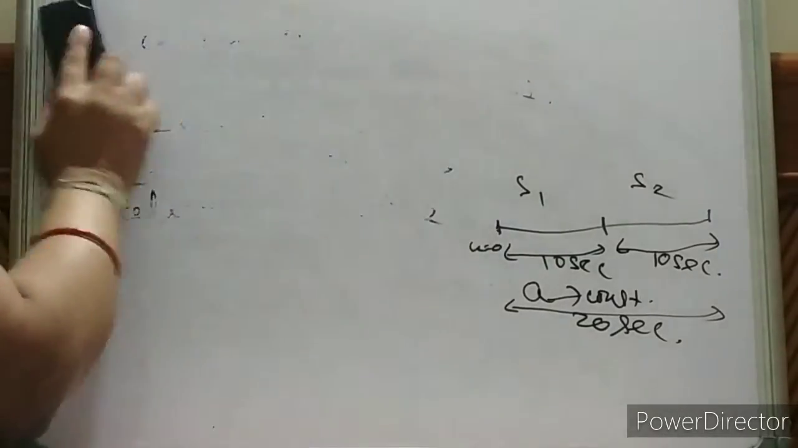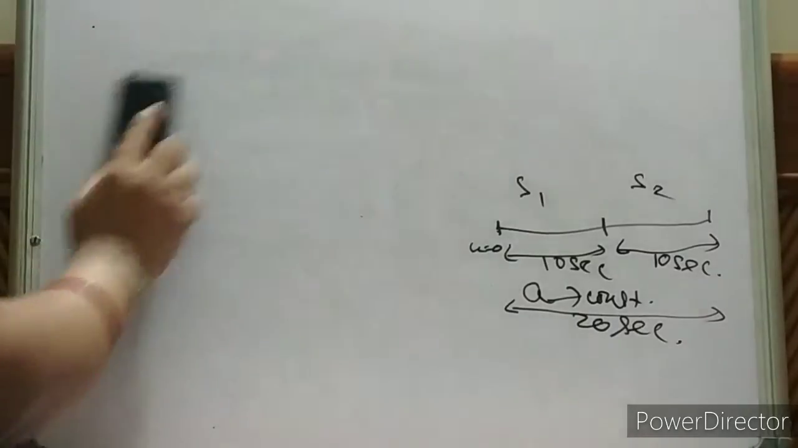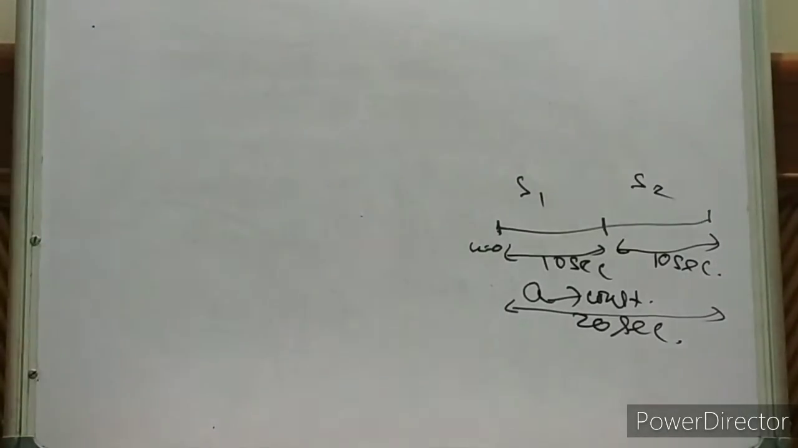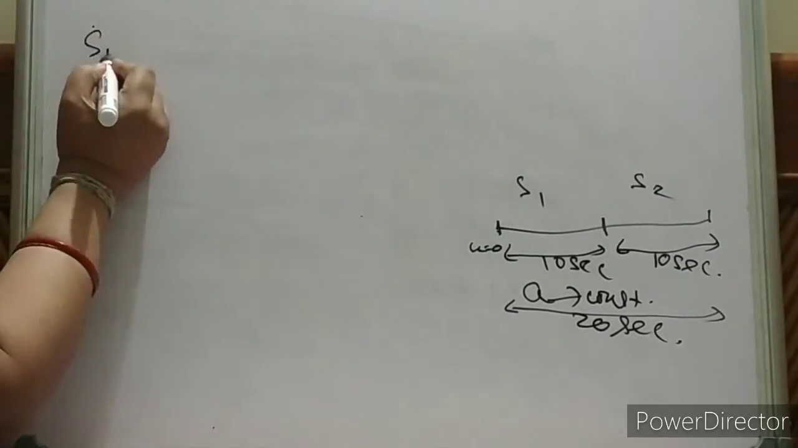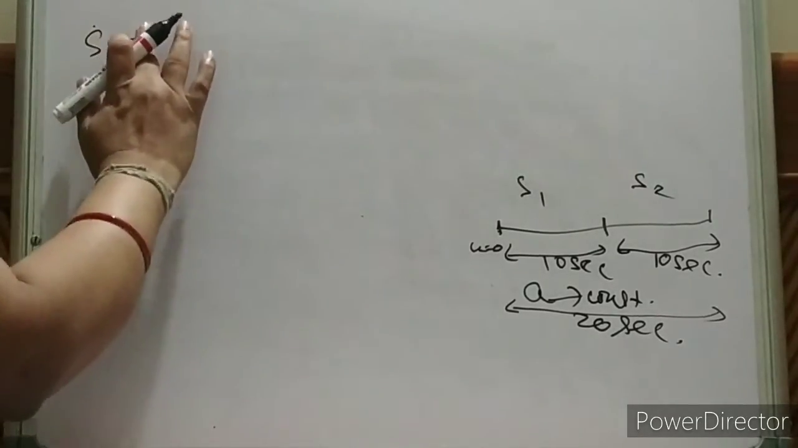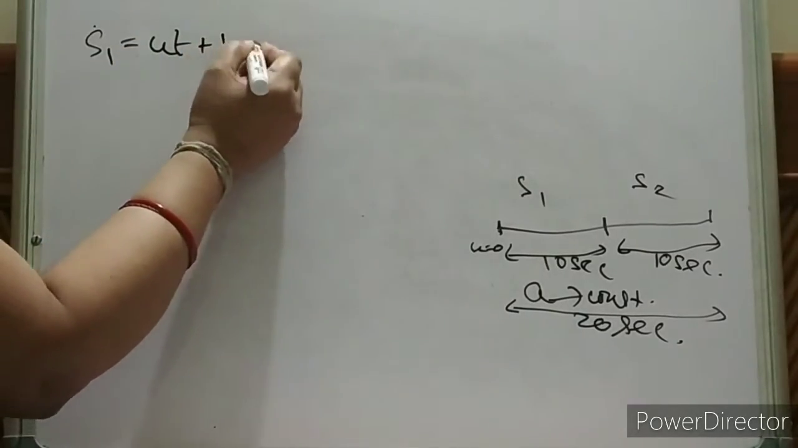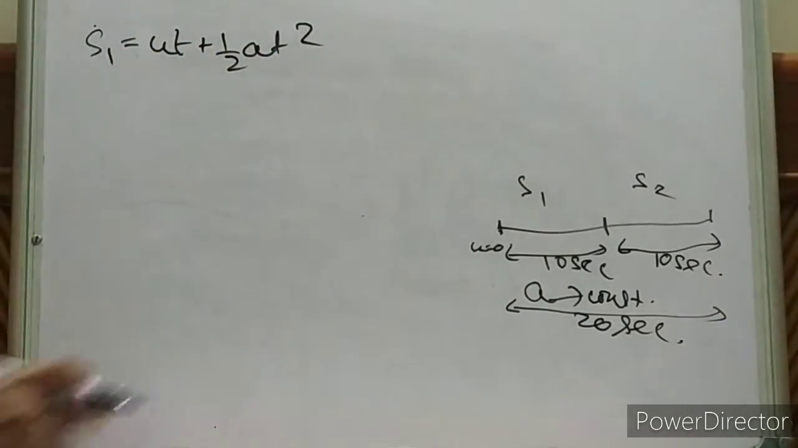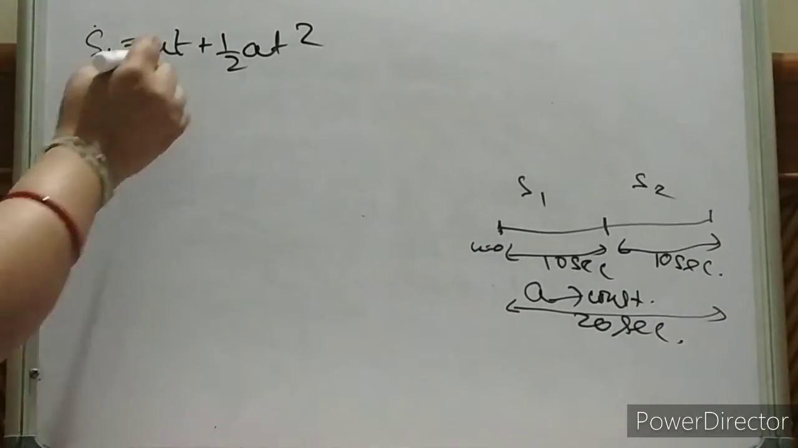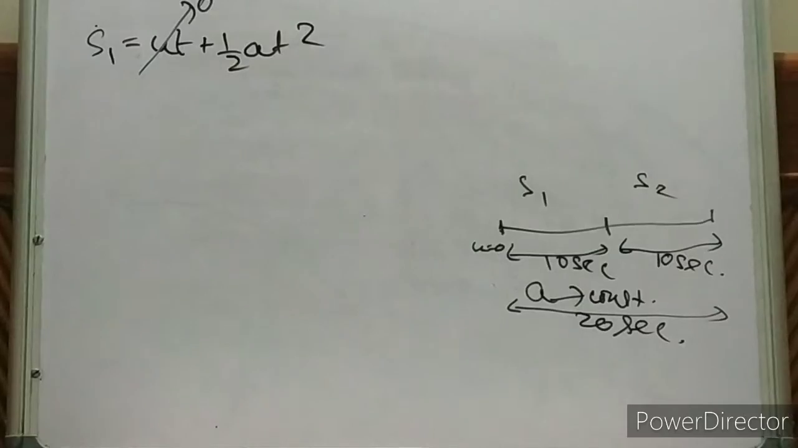So first let us find out S1. How to find out S1? It is very easy. Which equation of motion are you going to use? S1 is equal to ut plus half at square. And u, initially starting from rest, that means u is 0, so this term is 0 now.